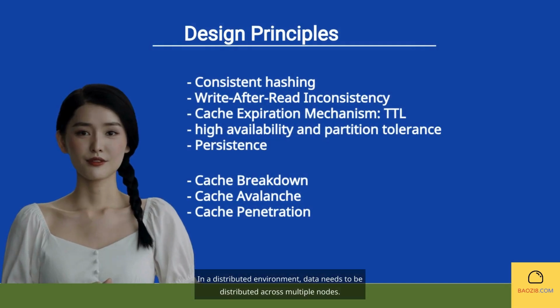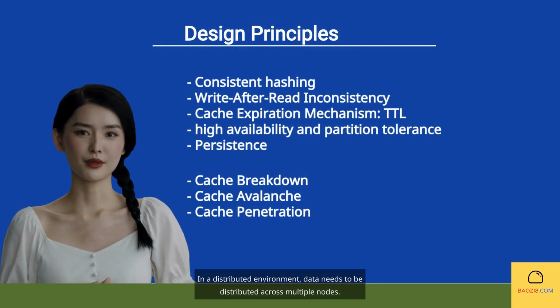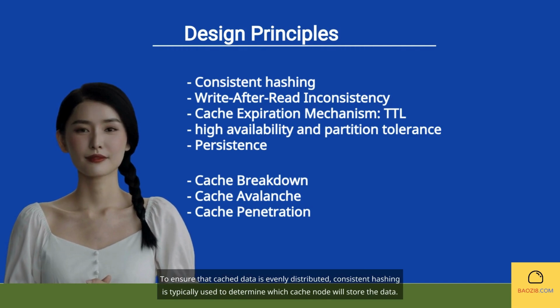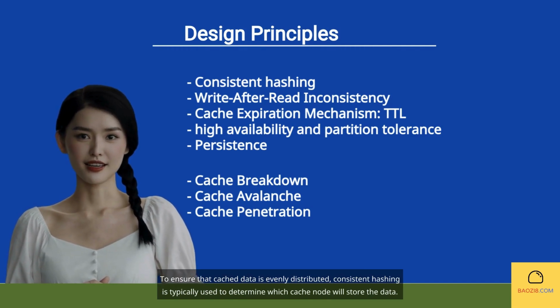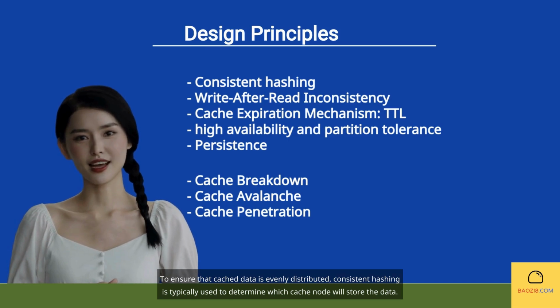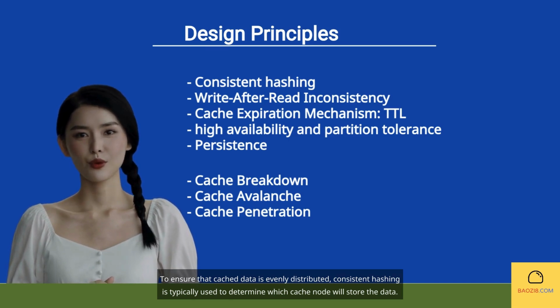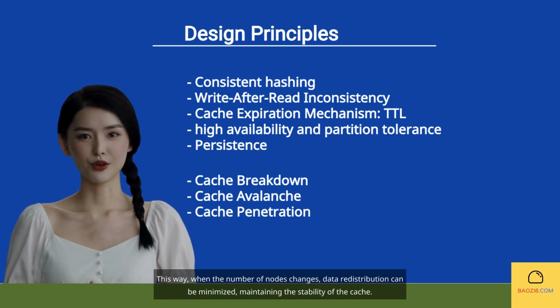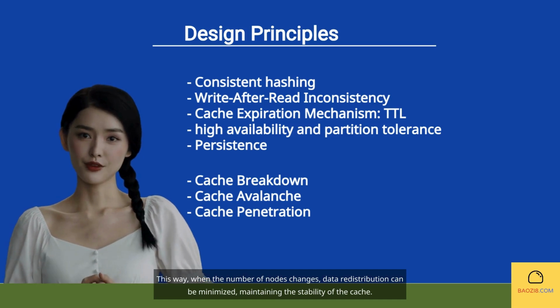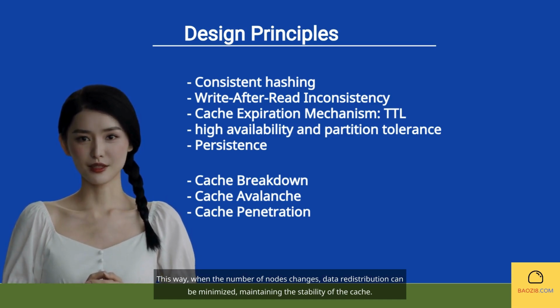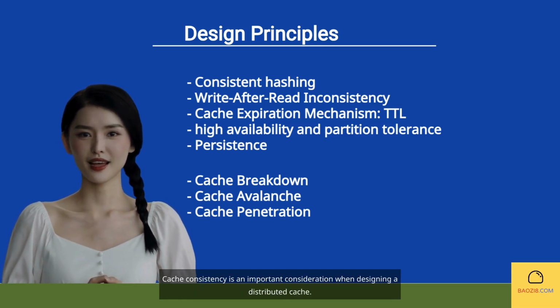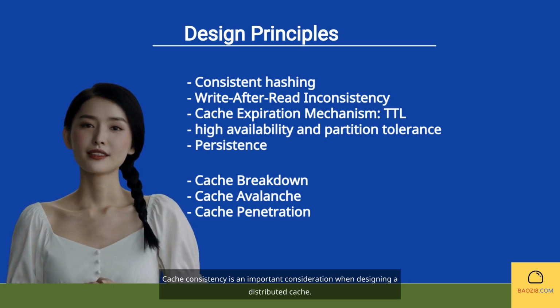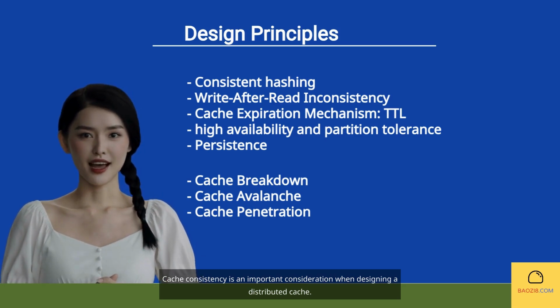In a distributed environment, data needs to be distributed across multiple nodes. To ensure that cache data is evenly distributed, consistent hashing is typically used to determine which cache node will store the data. This way, when the number of nodes changes, data redistribution can be minimized, maintaining the stability of the cache. Cache consistency is an important consideration when designing a distributed cache.